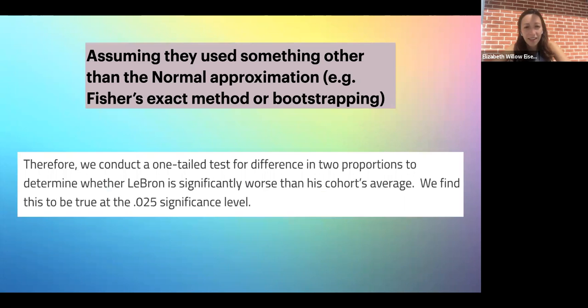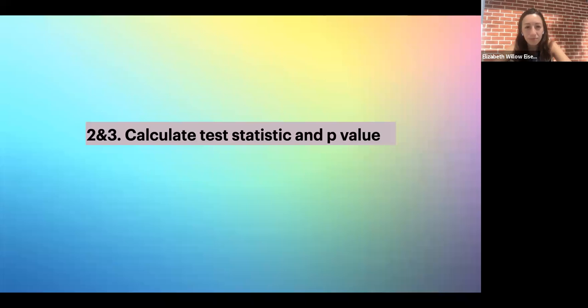Okay, and so we can assume that they used something other than the normal approximation since we checked and the assumptions didn't work. So they could use something like Fisher's exact method or bootstrapping. But whichever method they used, they say they conducted a one-tailed test for the difference in two proportions. And their goal was to determine whether LeBron is significantly worse than his cohort's average, so than all the other players' average. And they say, okay, we did this. We found this to be true at the 0.025 significance level. So they calculated a test statistic, and then they found the p-value.